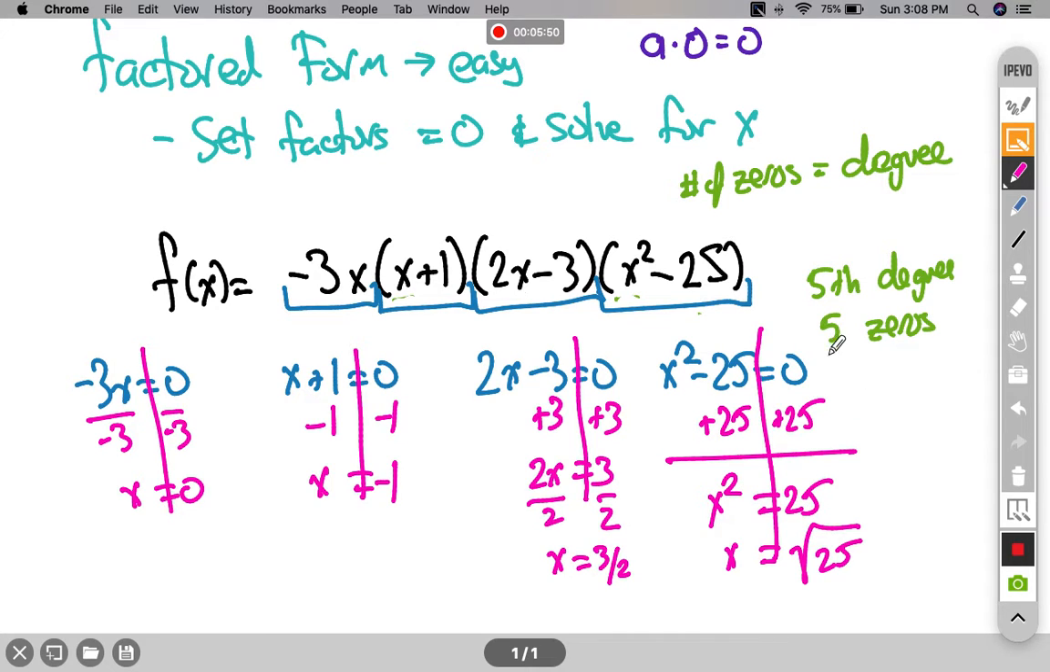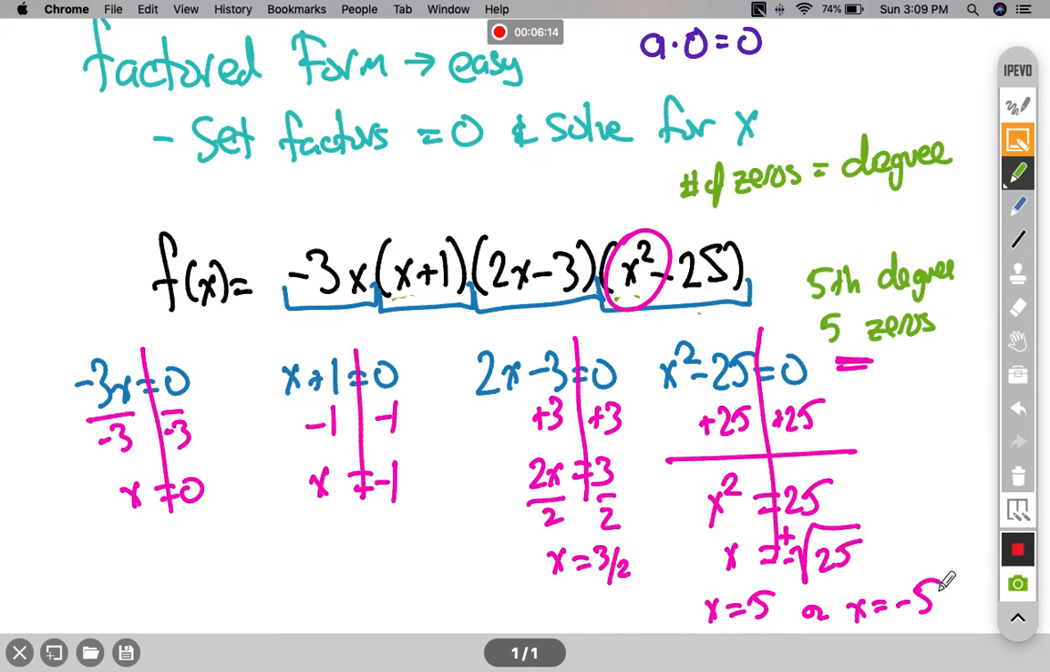Other thing is, remember, we want 5 zeros. I got 1, 2, 3. I need 2 more. They're going to come from this second degree term, which is going to give me 2 zeros. So that's going to be plus or minus the square root of 25. So x equals 5 or x equals negative 5.